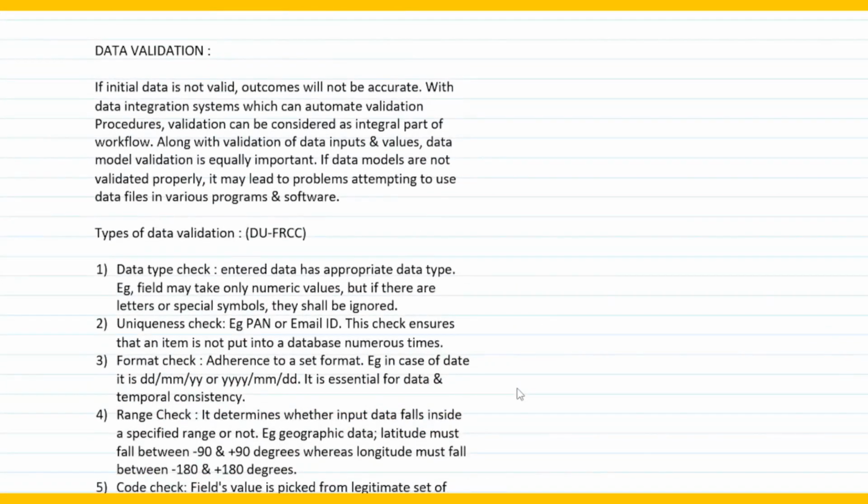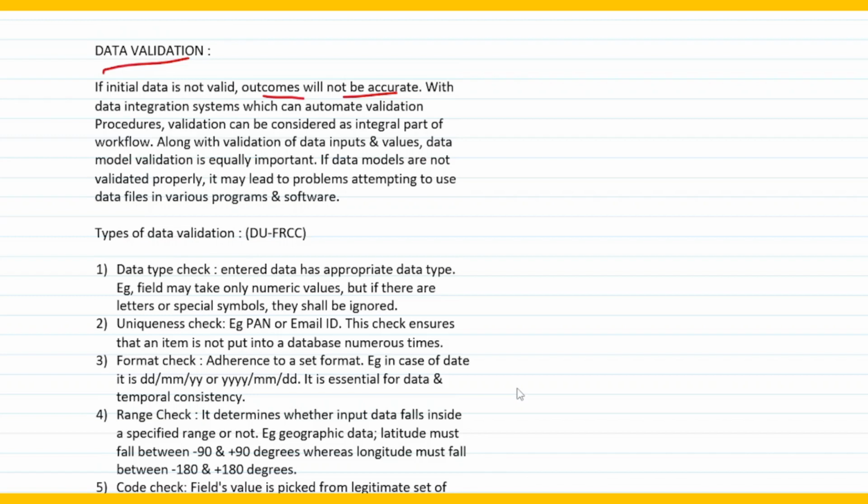Finally, we talk about data validation, right? What is data validation? If initial data is not valid, outcomes will not be accurate. So whatever data you have collected, its validation is very, very important. So that validity, or what you call genuineness, has to be ascertained. Unless and until it is validated in a proper way, the outcomes or the results will not be accurate.